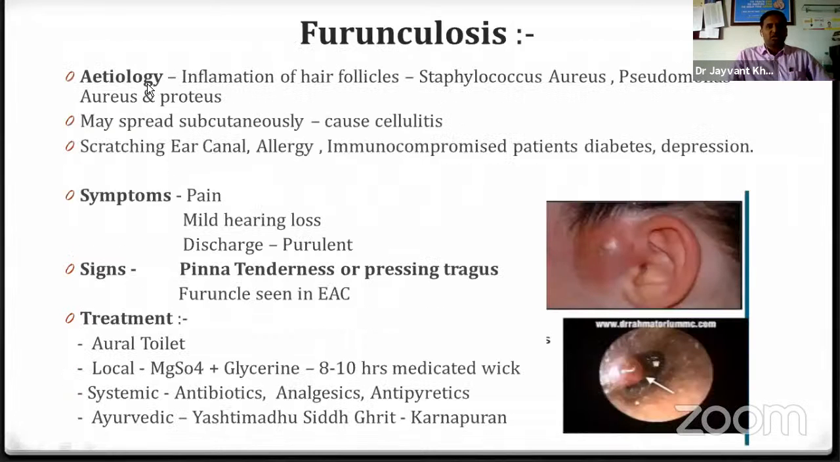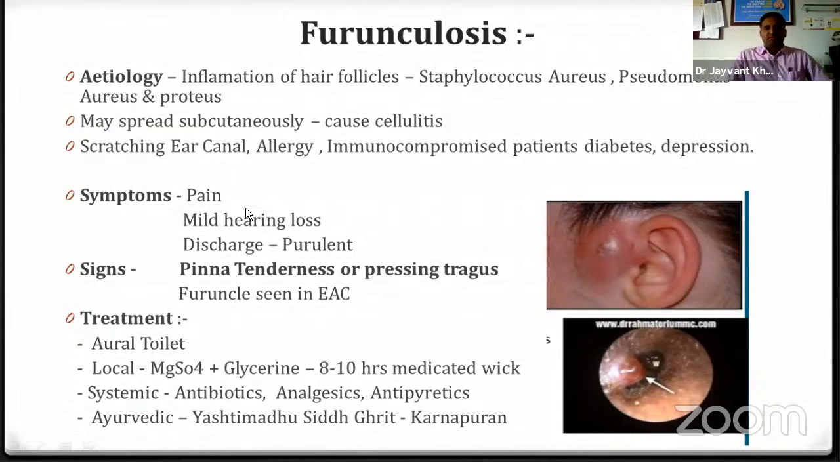Furunculosis, or furuncle, or localized otitis externa, is inflammation of hair follicles caused by Staphylococcus aureus, Pseudomonas aeruginosa, and Proteus. It may spread subcutaneously and cause cellulitis. Predisposing factors: scratching the ear canal, allergy, immunocompromised patients, diabetes, depression. In these conditions, furunculosis may happen.